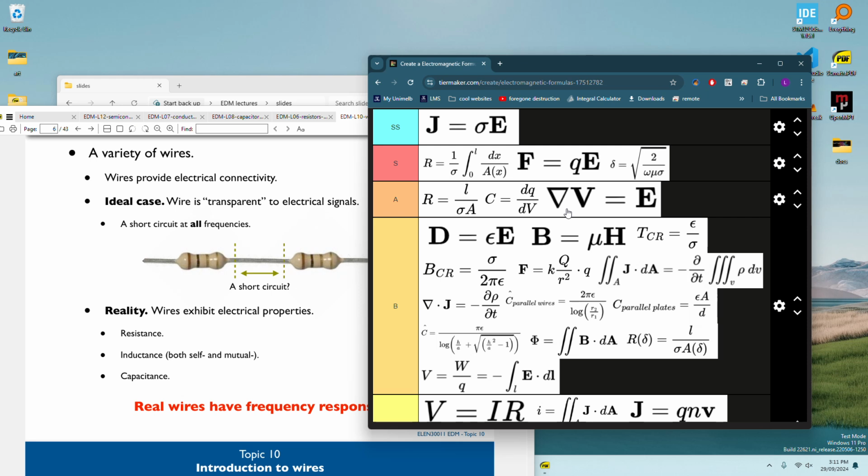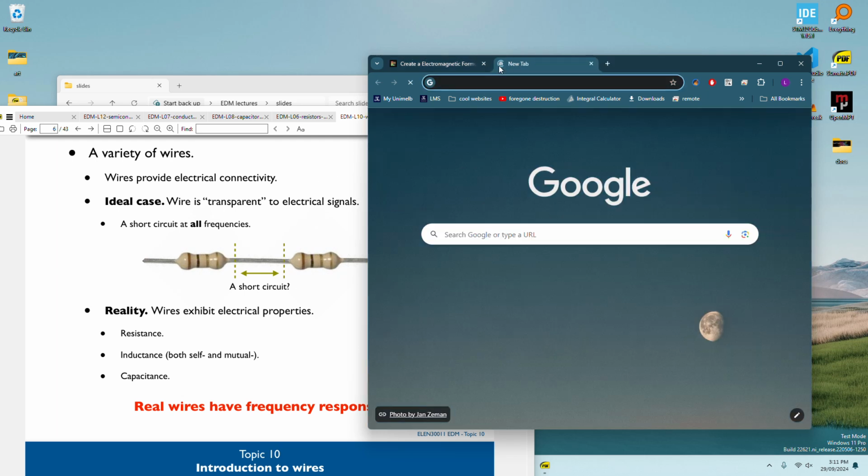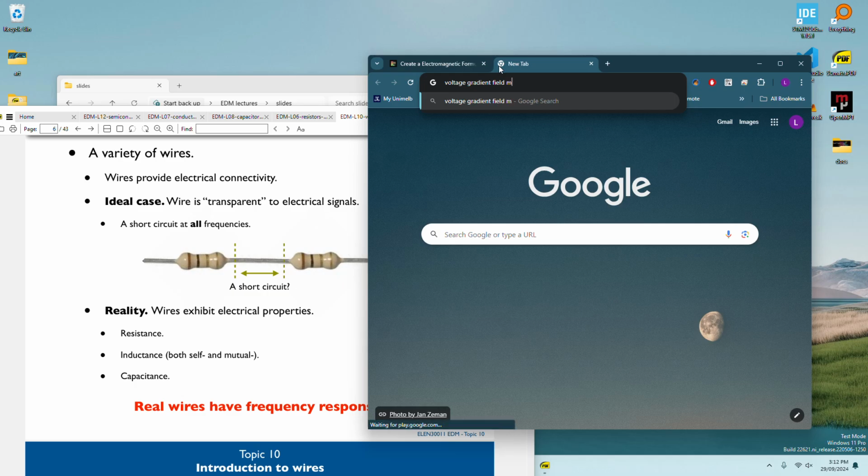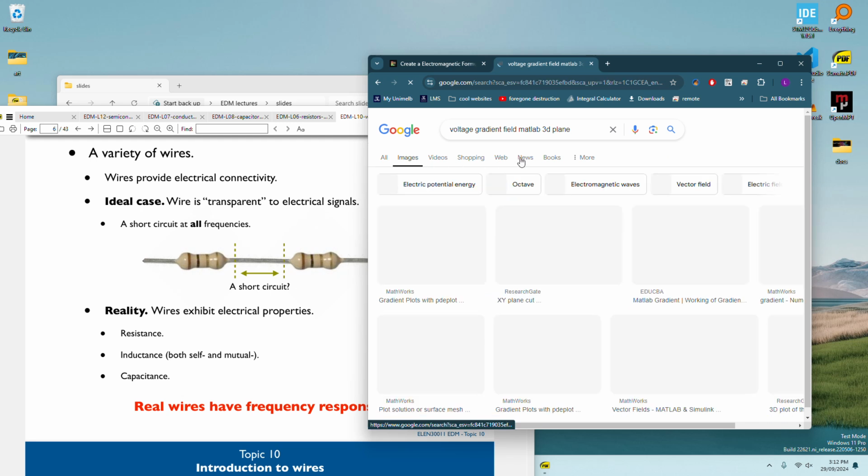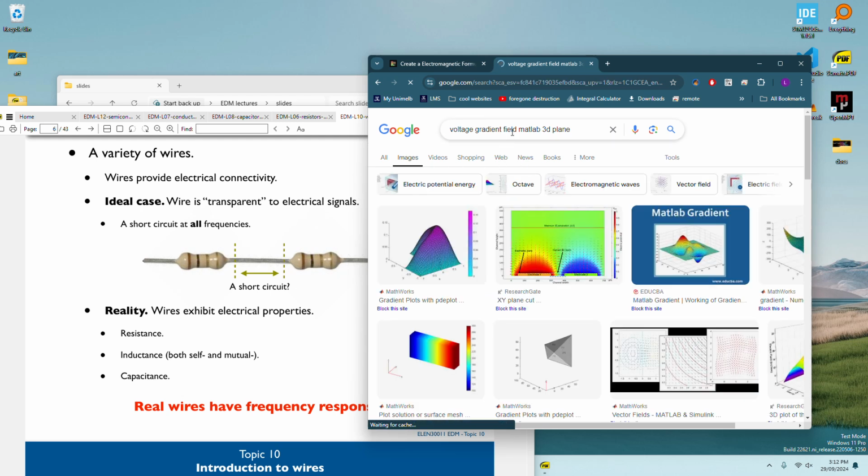So how quickly the voltage drops, that's obviously, if there's a very high drop in voltage, there's going to be a high amount of electric field there. And there's some really good diagrams, but there's none on the slides. Let's see if I can do voltage gradient electric field MATLAB 3D plane. Voltage gradient electric field.